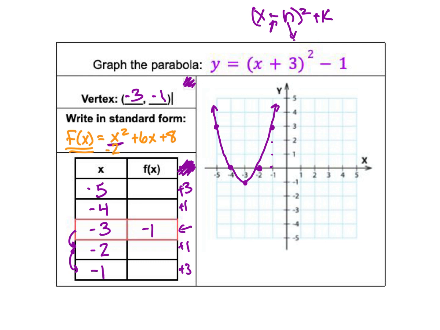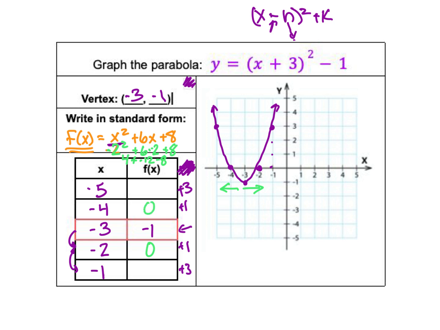Oops, let me change color. I'm going to do -2 squared plus 6 times -2 plus 8. So -2 times -2 is 4, plus 6 times -2 is -12, plus 8. So I've got -8 plus 8, and I have 0. Okay, so we know that going this way and going this way from the vertex of a parabola are going to be exact mirror images. They're going to look exactly the same. So if I trust myself, I can go ahead and put a 0 there as well.